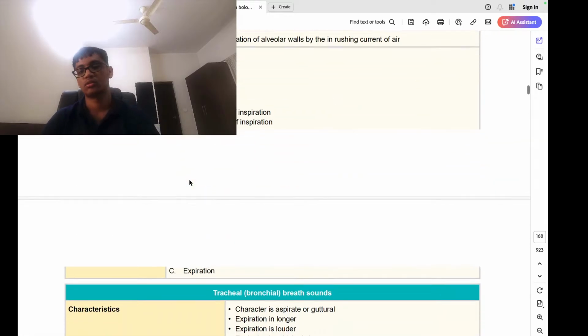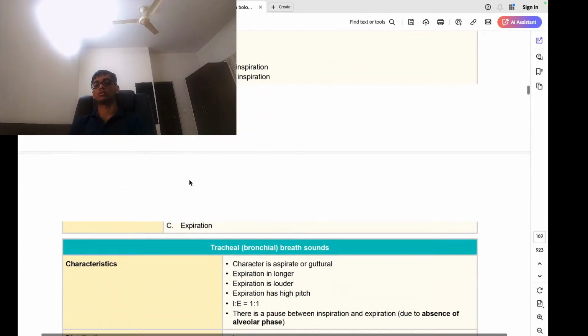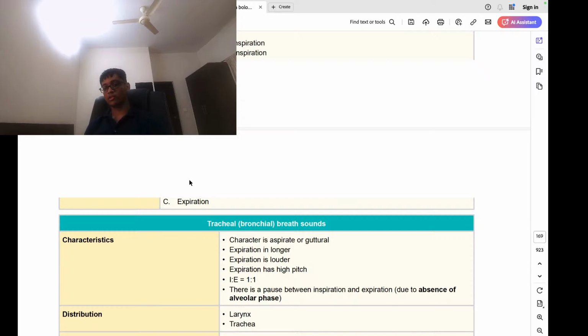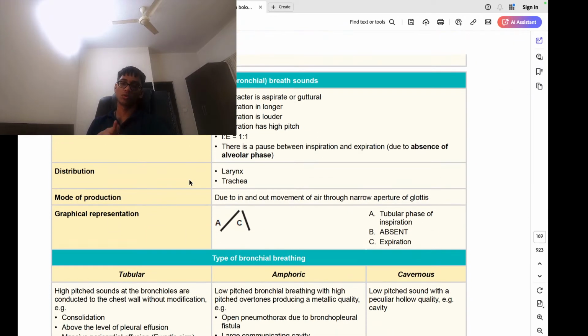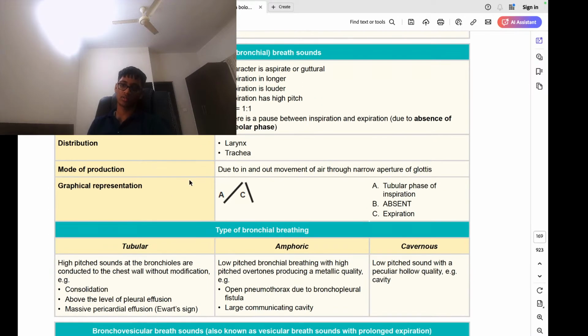Bronchial breathing is characterized by a guttural sound, louder and longer expiration, higher pitch, and a pause between inspiration and expiration due to absence of an alveolar phase. There's a tubular phase and an expiratory phase. Mode of production is due to in and out movement of air through the narrow aperture of the glottis.